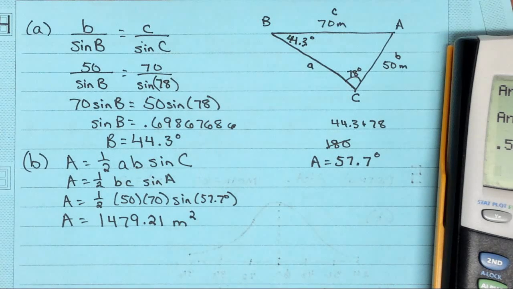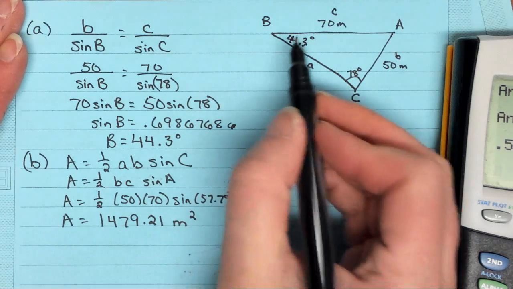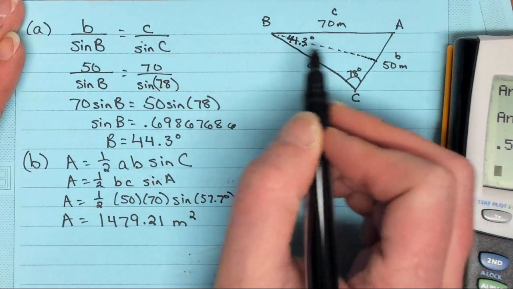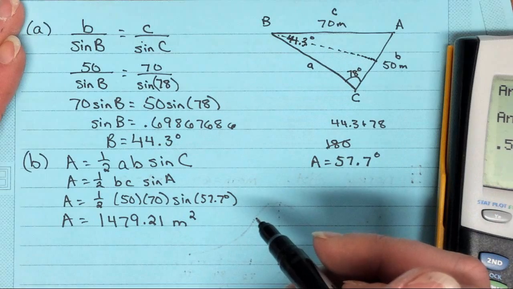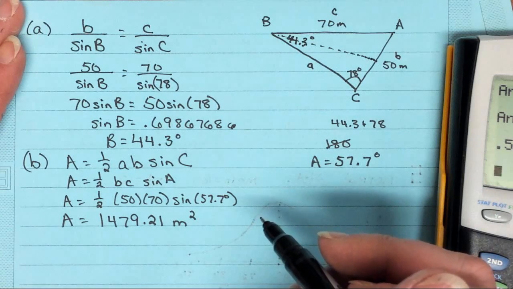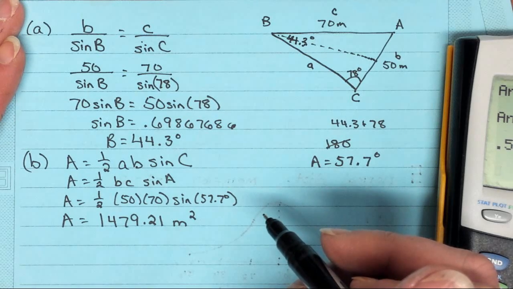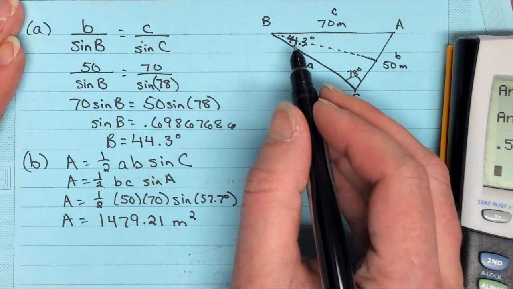Alright, now let's see what's the next one. Find the length of B to M. Whoa. B to M? It does not necessarily make a right triangle. Even if you have the midpoint? The midpoint doesn't necessarily make it a right triangle. And it doesn't necessarily split that in half.